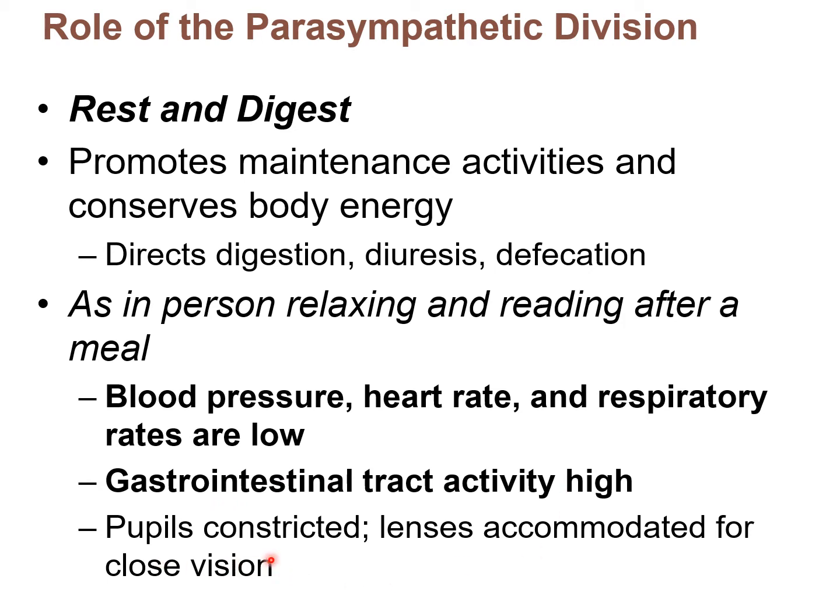And also your pupils are constricted, your lenses are accommodated for close vision. That's why we say reading right here. So there's your parasympathetic division as far as the text goes. Let's go to the structure of it on the next slide.